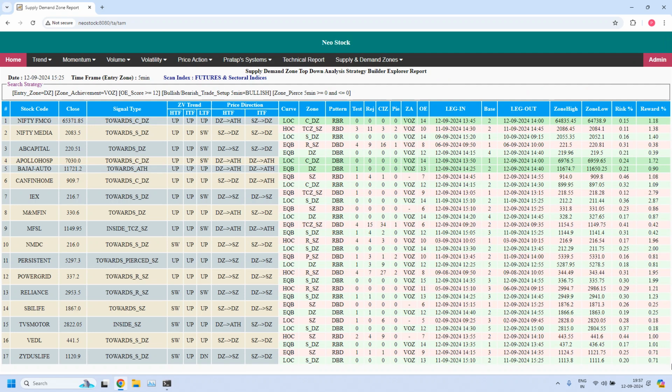Now let's verify how many of these stocks are having an ITF confluence. That means the 5-minute zone should be part of the 15-minute zone.